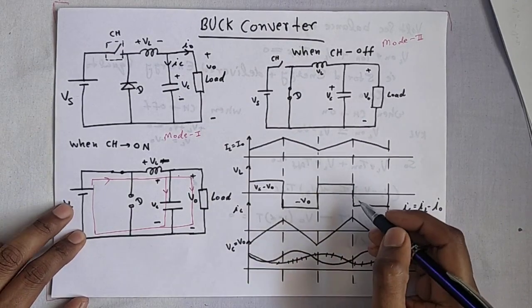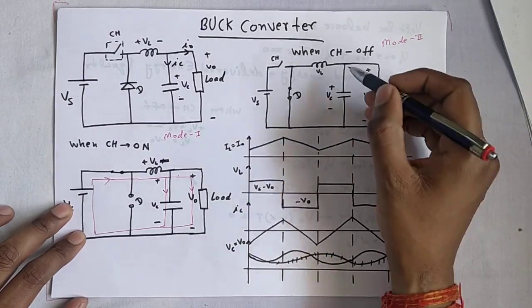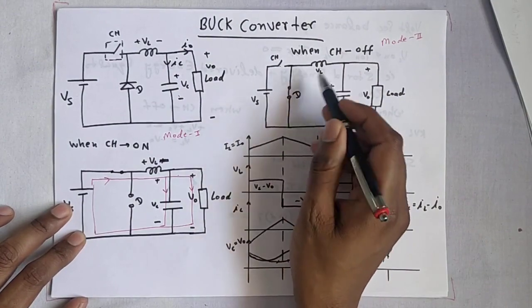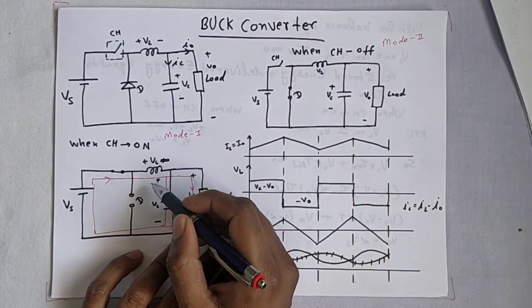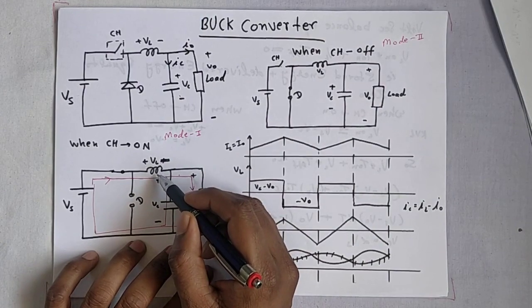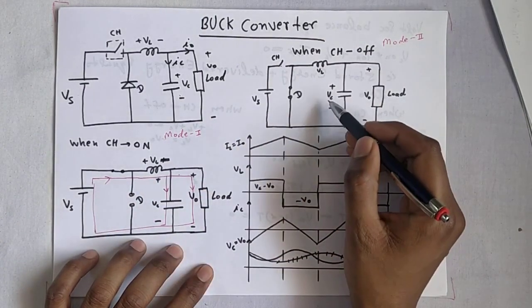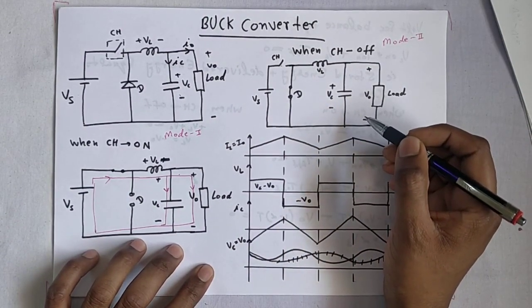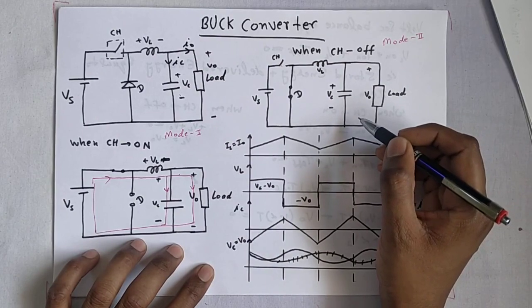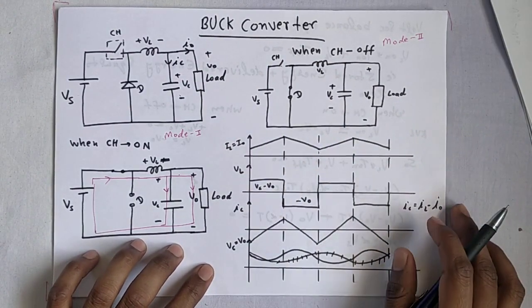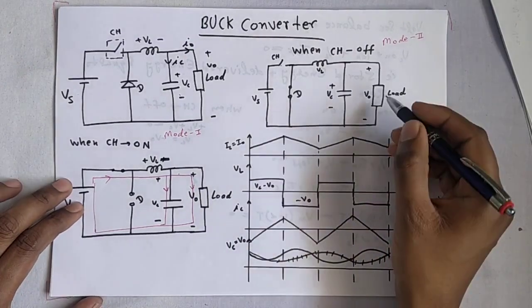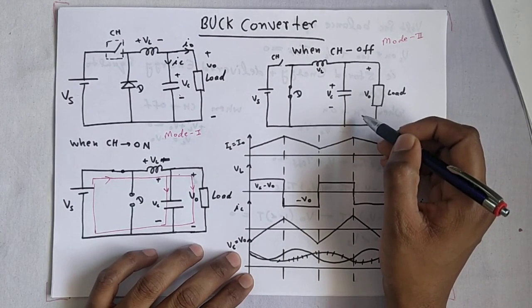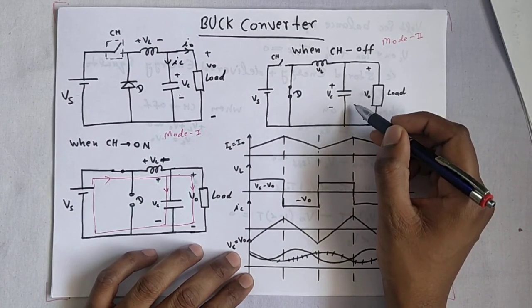Now, what happens when CH is off? When CH is off, this is disconnected. The source voltage is disconnected from the circuit. The inductor stores its energy during CH on, and it will deliver its energy during CH off. This is the same as a type A chopper. A type A chopper is also a buck converter, so you can say this is a type A chopper or buck converter with a capacitor.